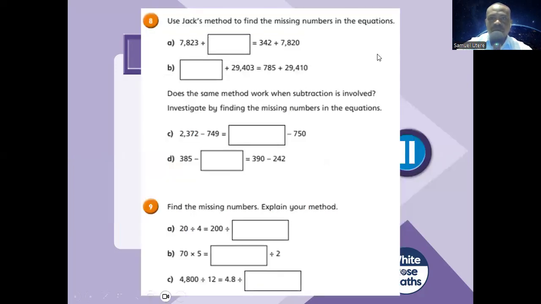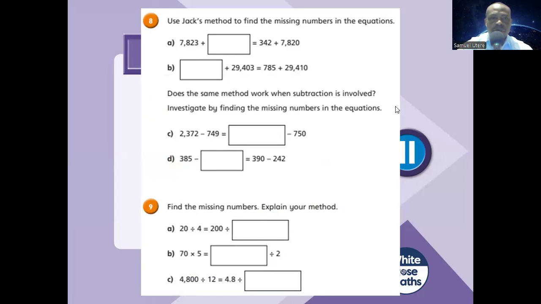Okay, here is question 8 and 9. Pause the video and do it in 4 minutes. Okay, so assuming you have paused the video and you've really worked through these questions, here are the answers.